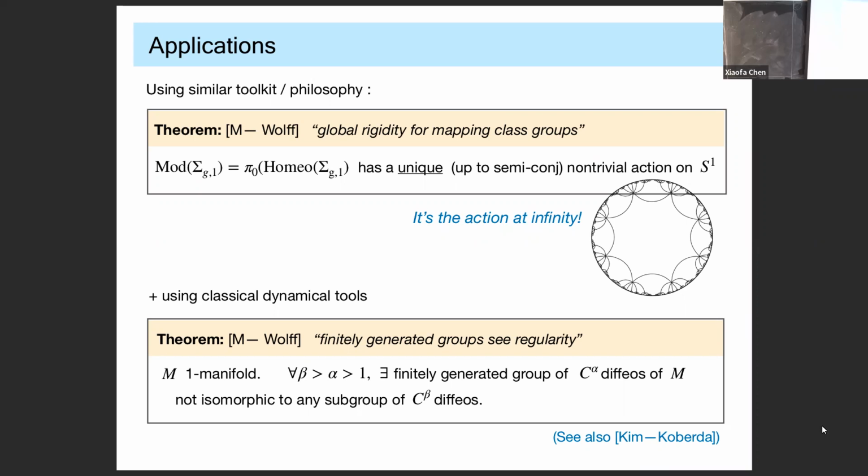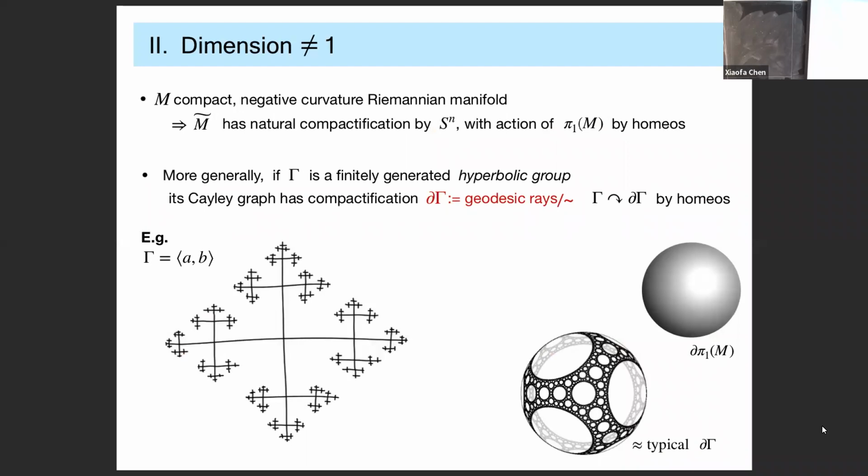Okay, that's the survey of dimension 1. Let's go up in dimension. Dimension not 1. If instead of my surface group I had my hyperbolic space and I have the boundary at infinity, I could try and just do that in higher dimensions. Take a compact hyperbolic manifold or a Riemannian manifold of strictly negative curvature. You can compactify its universal cover by a sphere at infinity. You can think of this as sort of all the ways of looking out.